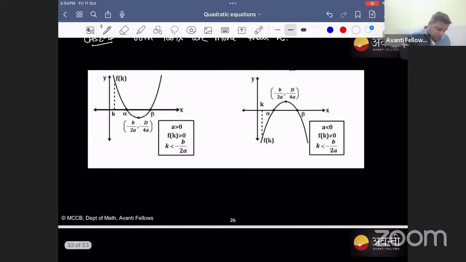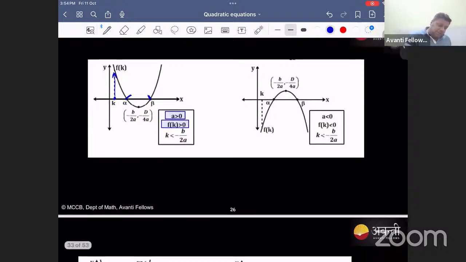Now see, both roots are greater than this number k. And alpha is here greater, beta is here greater. So what will be the situation? If it is an upward opening parabola, a more than 0, then value of the function at k will be what? f of k more than 0.